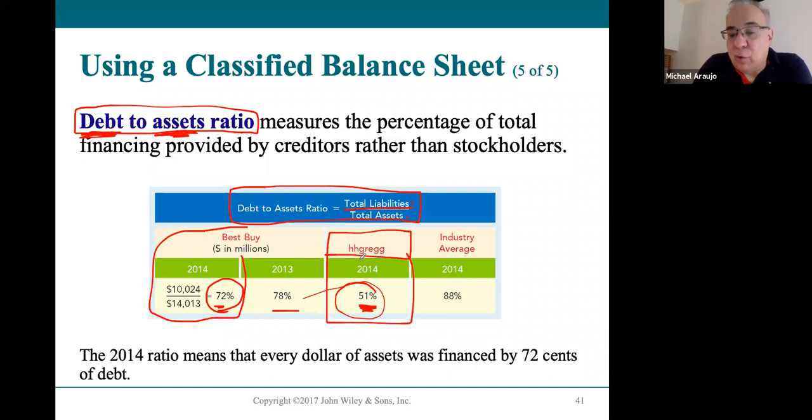So they're in a very strong position in terms of solvency compared to Best Buy, although Best Buy is not that bad. The industry is in tough shape, right? 88% of their assets are financed by debt. That's an enormous amount of debt for a retailer.